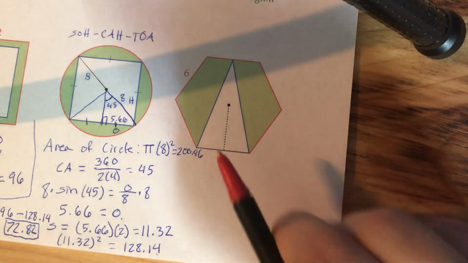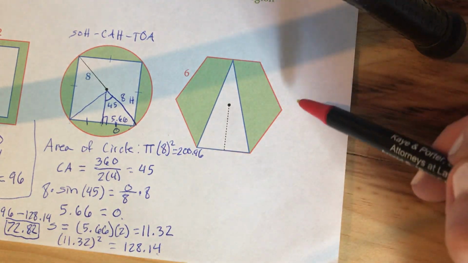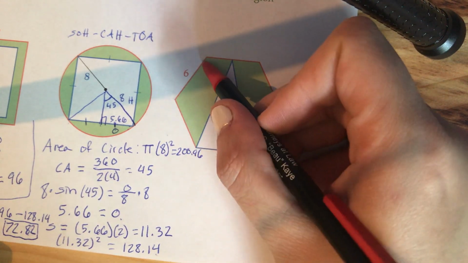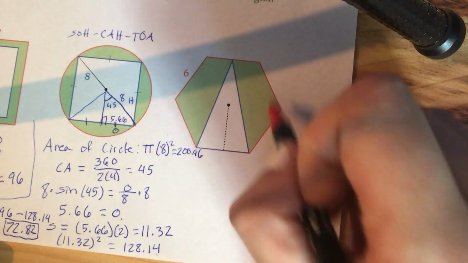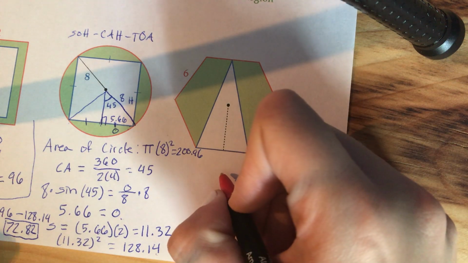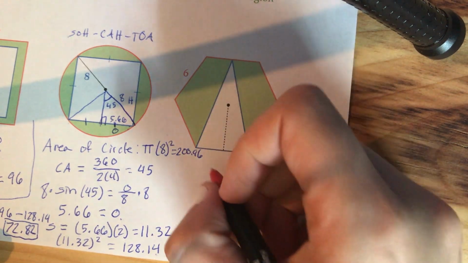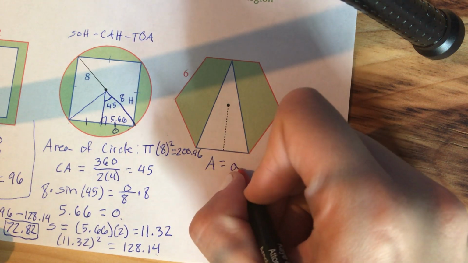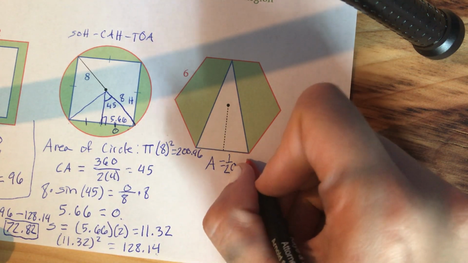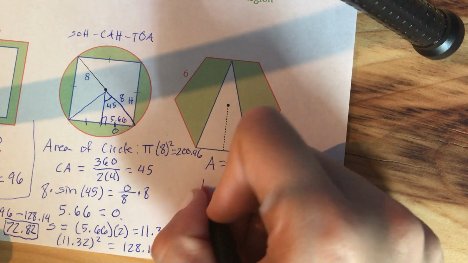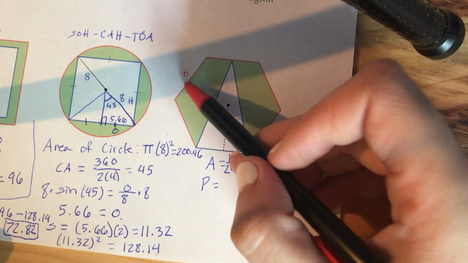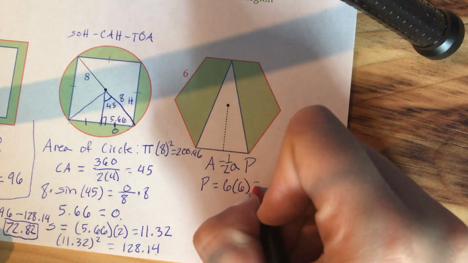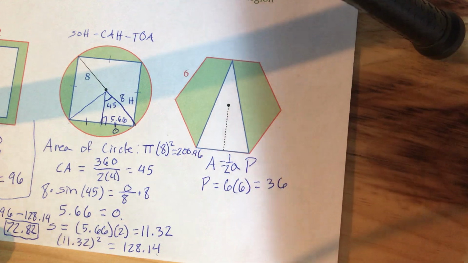All right, so let's go on to this one right here. Same thing, we've got to find the area of this polygon. So we're given the side length, and this is a regular polygon. So what I need to do is find my perimeter. The area of my polygon is one half my apothem times my perimeter. So let's find our perimeter. My perimeter would be 6 times 6, which is 36.